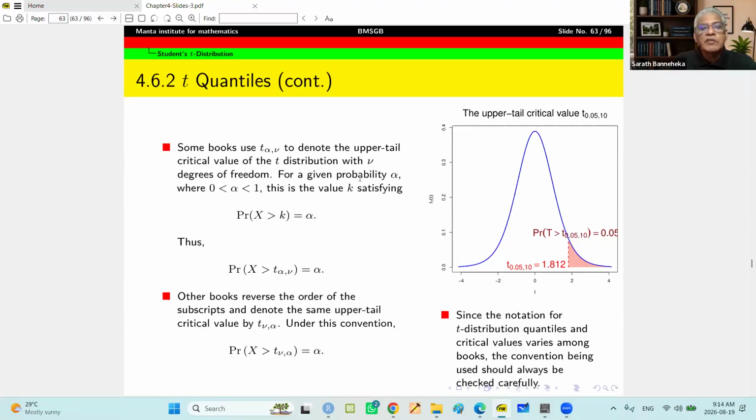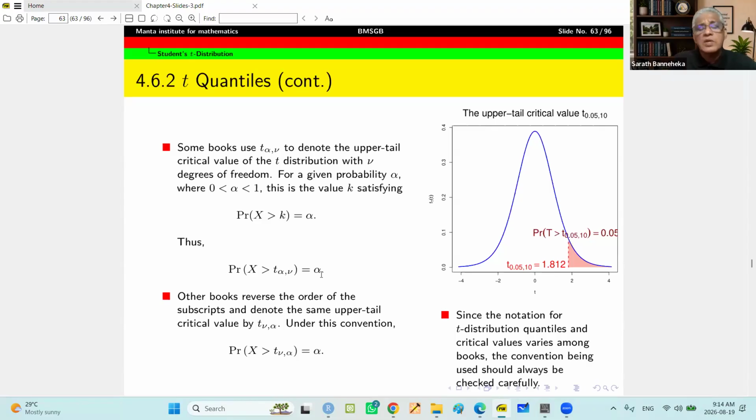So for a given probability alpha, where alpha is between 0 and 1, this is the value k satisfying the probability that X greater than k is equal to alpha. In that case, this k is denoted as T alpha nu usually. Therefore, the probability that X greater than T alpha nu will be equal to alpha, right?